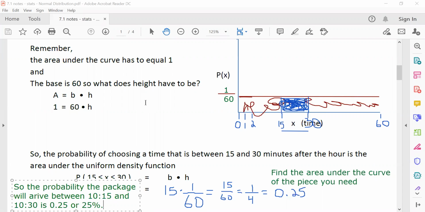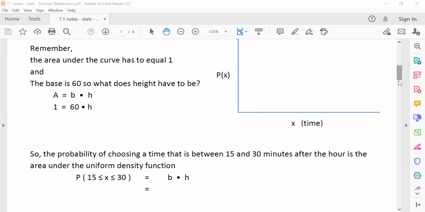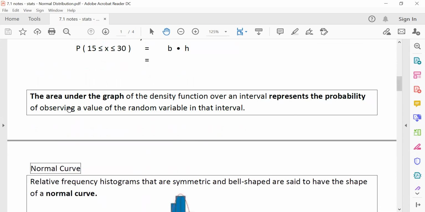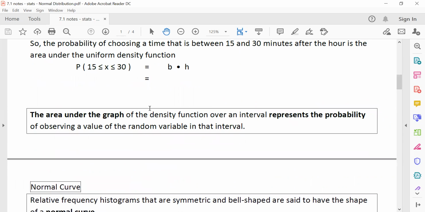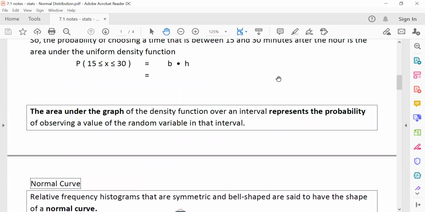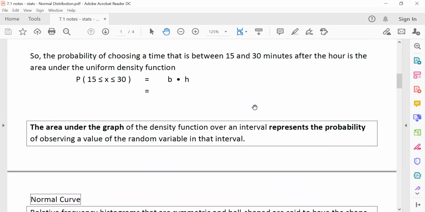Since any time has an equally likely chance of being when the package arrives, then you could argue that there should be a 25% chance that the package will arrive in that specific quarter of an hour. So it's quite useful to think of the area under the graph of your density function, your probability function, over a given interval as representing the probability of observing a value in that interval. So area under the curve, that's what we're thinking here, area under the curve.